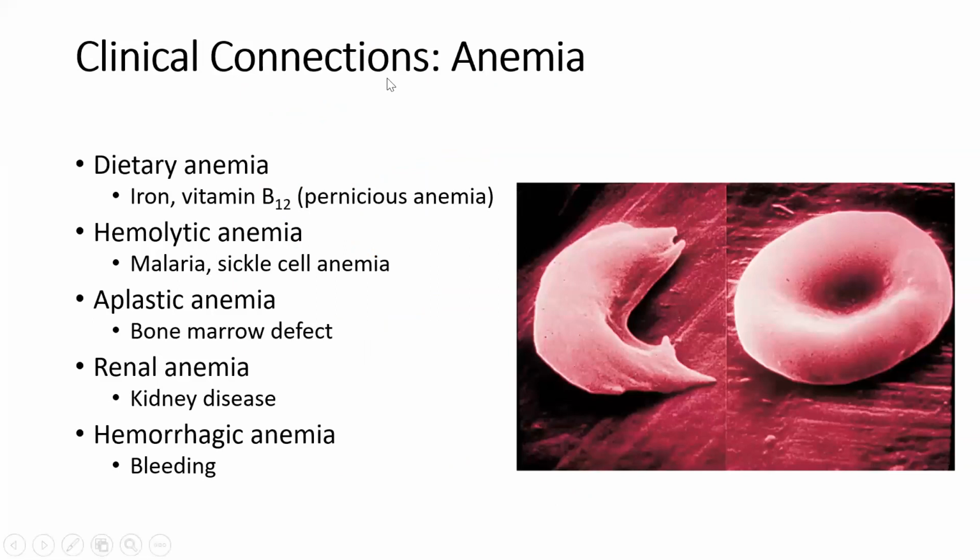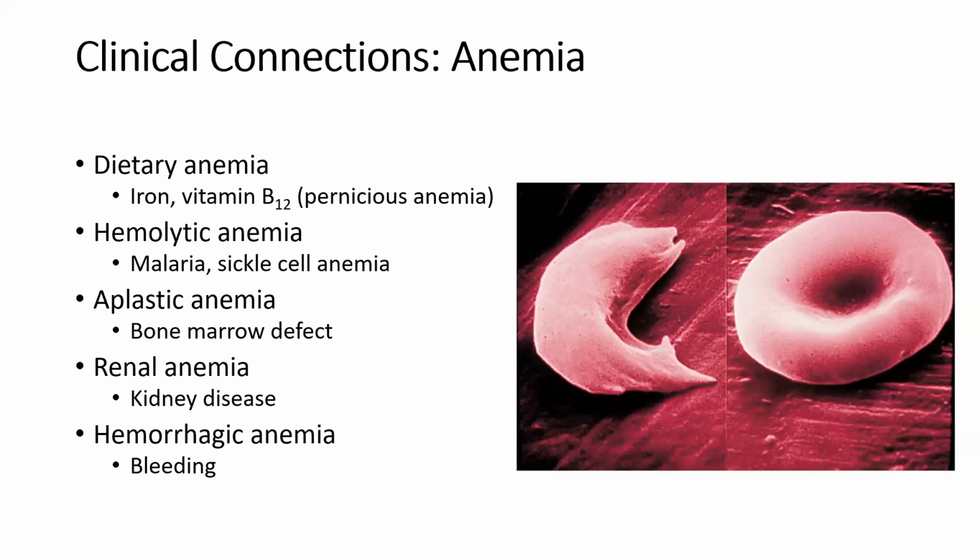All right, so this brings us to some clinical correlations here. So what happens if we don't have enough red blood cell production or red blood cells with the capacity to transport the gases effectively? This is called anemia. There are different types of anemia, as you would imagine, for different reasons along that lifespan or life cycle of an erythrocyte. So there's dietary anemia. This is if we're not getting enough iron or vitamin B12 in the diet. This is called pernicious anemia sometimes.